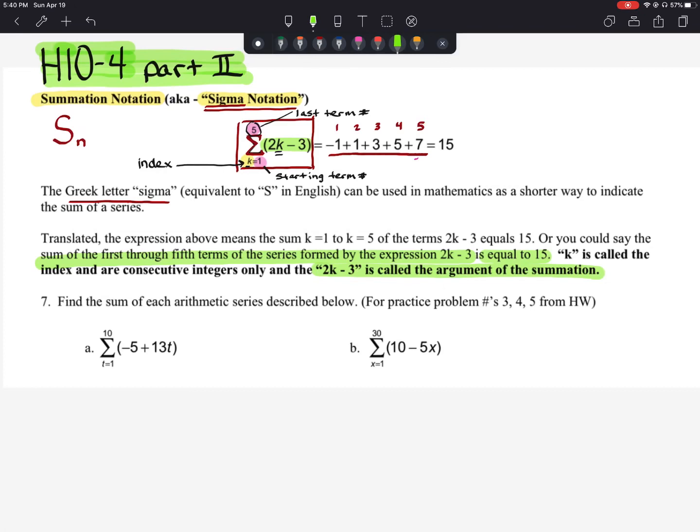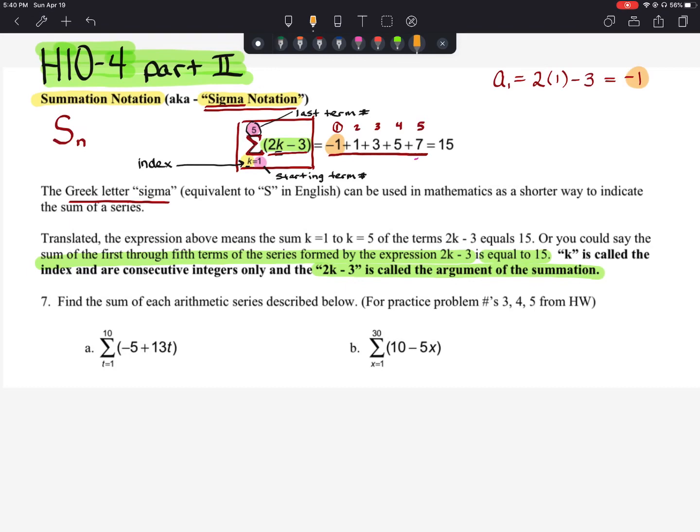So how do we know where the -1, 1, 3, 5, and 7 all come from? Well, you could use your T of n or A sub n formulas to find those. If I know that the first term is -1, the first term would equal, I'm going to use my argument here, 2k minus 3. But instead of putting in my k, I'm putting in 1 in its place. So I have 2 times 1 minus 3, which is going to give me -1. And you see here, -1 is the first term.